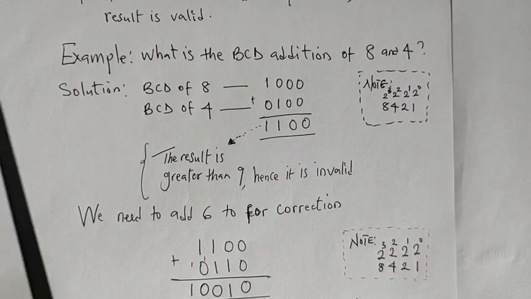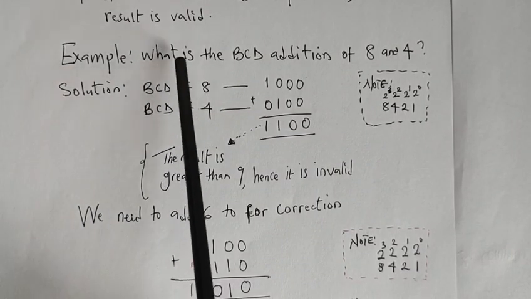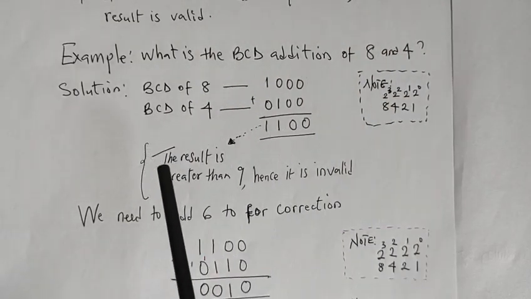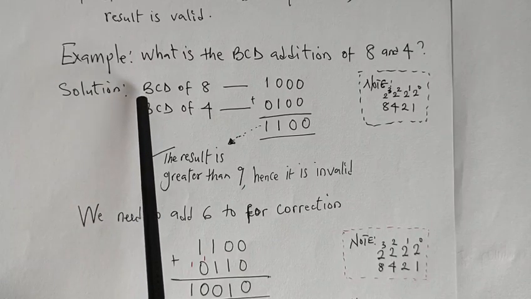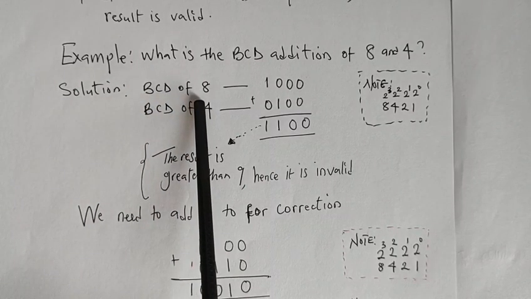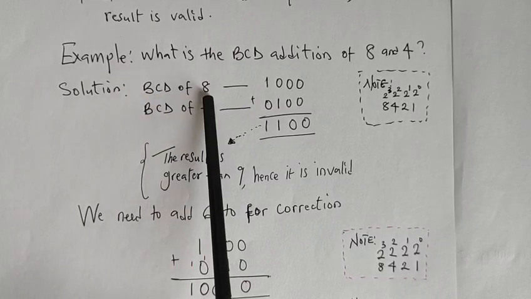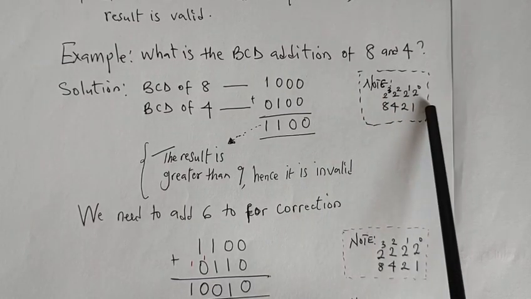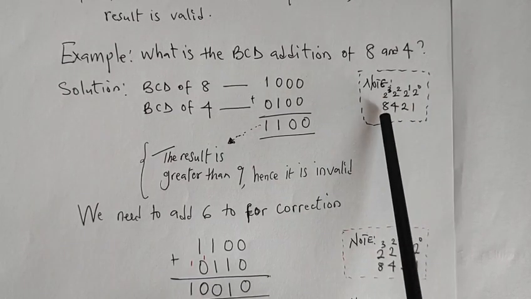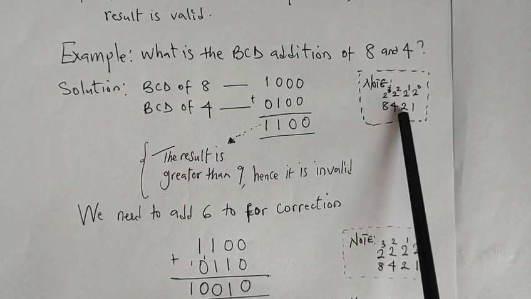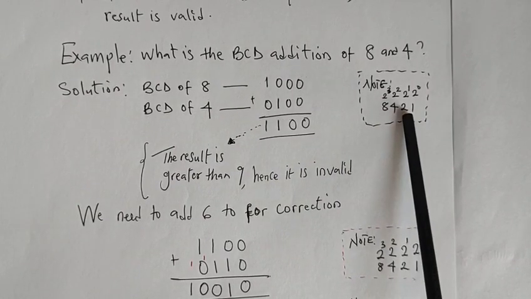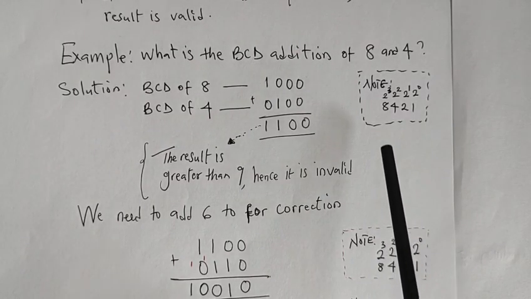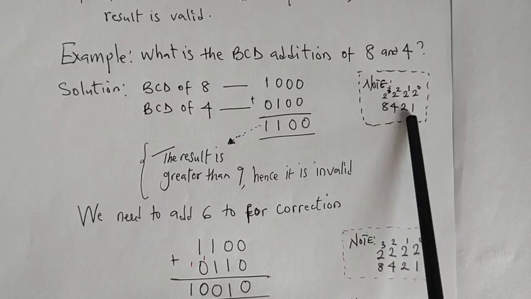Alright, so we have this example that says what is the BCD addition of 8 and 4? Now let's go straight to the solution. Remember, the first rule says we should take the actual binary. The actual binary of 8 is 1000. Now using this formula, like I explained in the previous video, you have 4 bits representing each digit in BCD. Now you have it to be 8421.